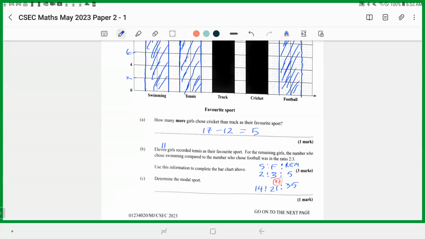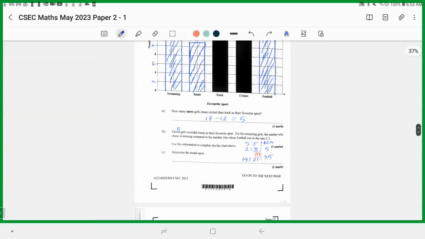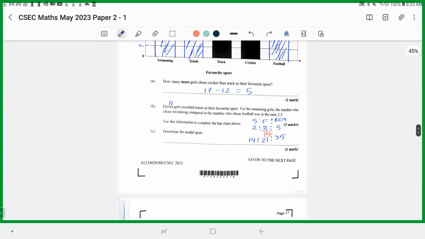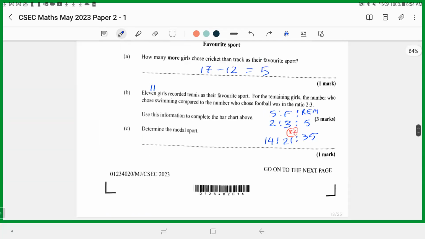And they say now we are determining the modal sport. Modal sport is football. Most girls do football. So modal sport is football. So the answer for this one is football. Modal sport is football.